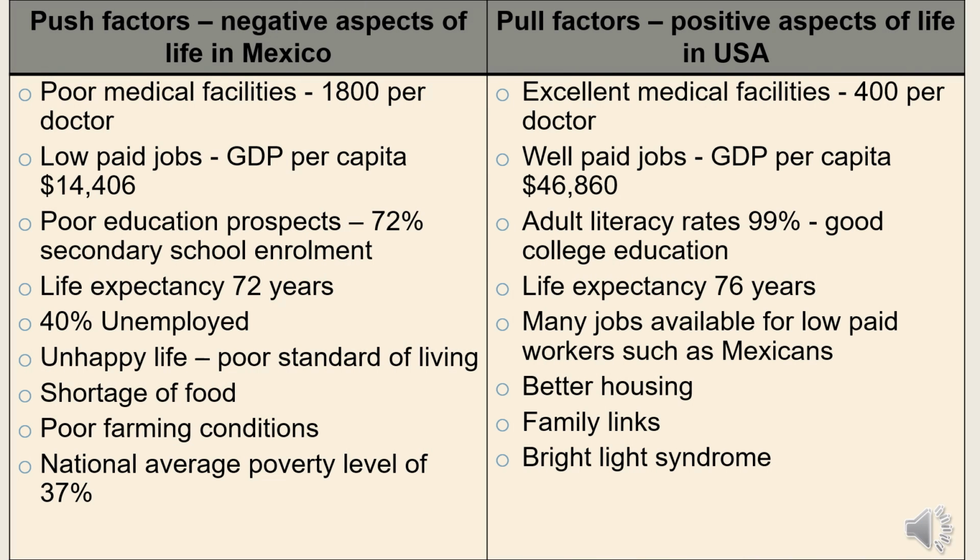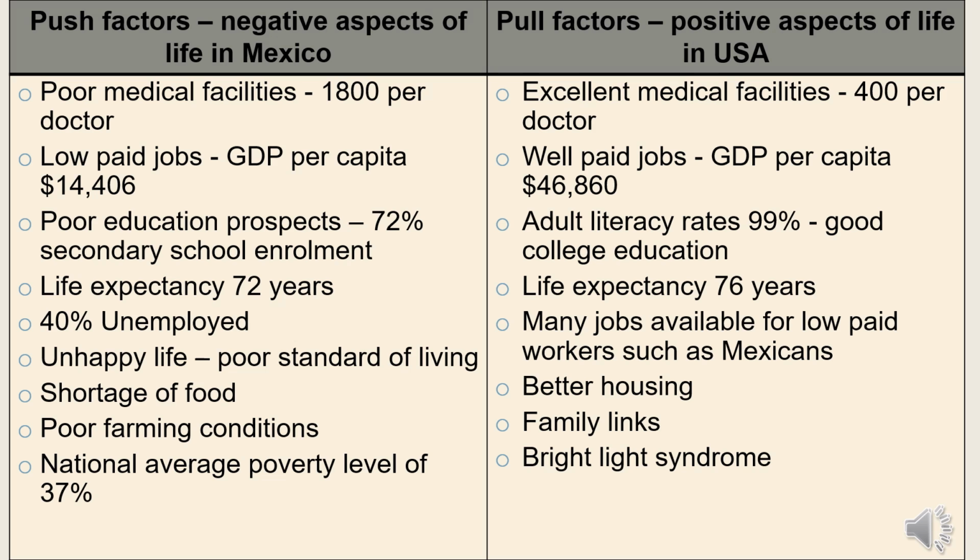If we examine the reasons why Mexicans want to emigrate, we can divide these up into 2 different aspects. Firstly, the push factors. These are the negative aspects of life in Mexico and the reasons why they want to leave. And the pull factors, these are the positive aspects of life in the United States of America and why they would like to move there. Firstly, let's examine the push factors.